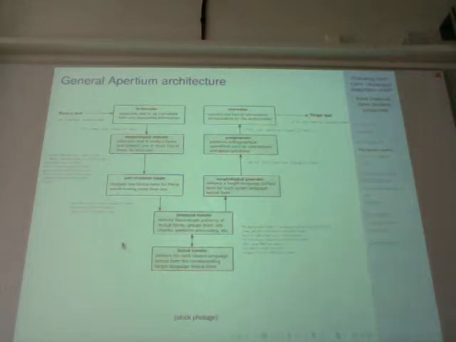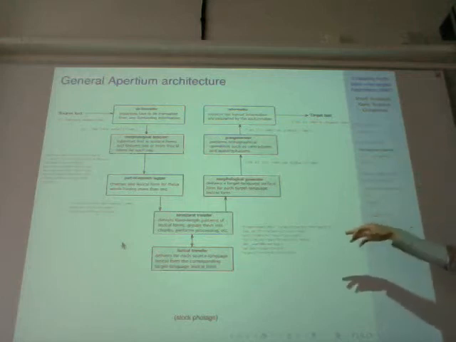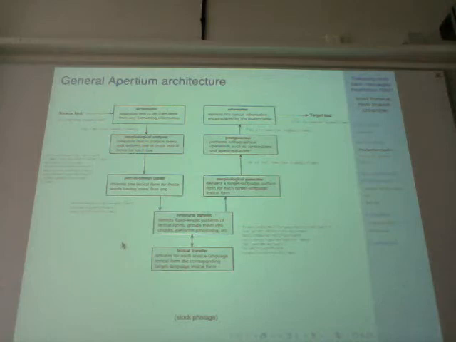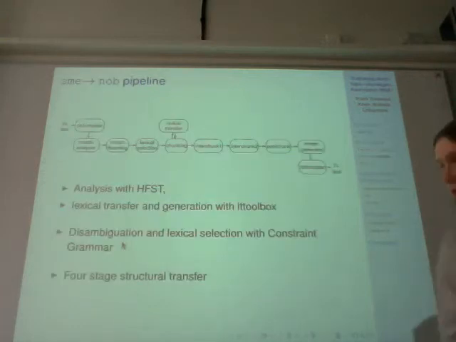Then this is given to the morphological generator that does the opposite of the analyzer, turns target language lemmas and tags into target language forms. And finally, we reapply any formatting that was hidden away. That's the general architecture. And the analyzer, the generator, and the lexical transfer all use finite state transducers for quickly translating. And this is the specific pipeline in this language pair.